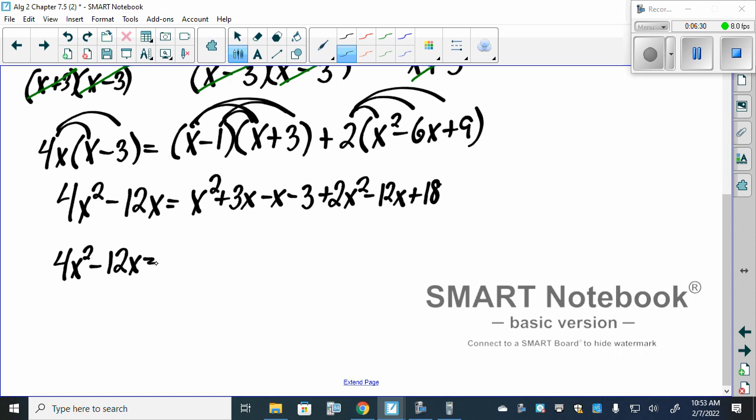Now at this point here, we will need to combine our like terms. So x squared and 2x squared is going to give us 3x squared. 3x minus x is 2x. Minus 12x is negative 10x. And lastly, negative 3 plus 18 is plus 15.